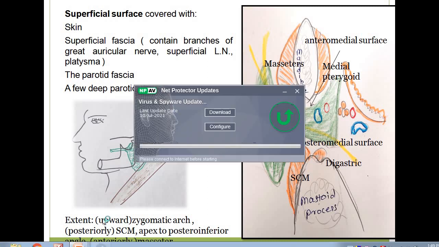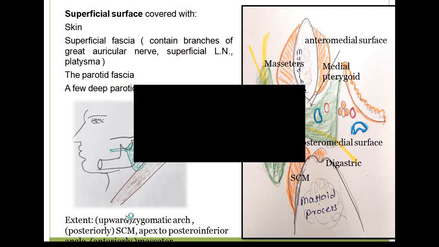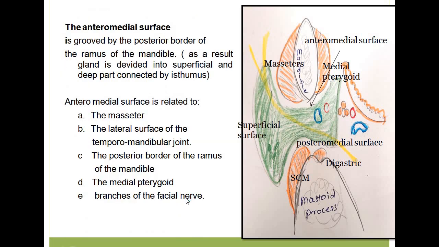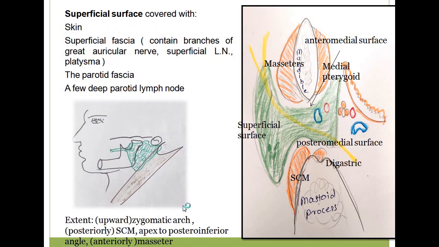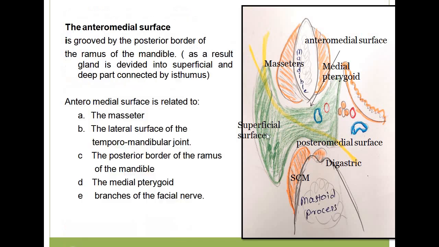Now extent of this superficial surface is upward, it extends till zygomatic arch. Then posteriorly you can see the superficial surface is covering this sternocleidomastoid. Apex is reaching the posterior inferior angle here, and anteriorly it's reaching toward this masseter, which will be here. So these are the relations of superficial surface of the parotid gland. Now coming to the anteromedial surface.